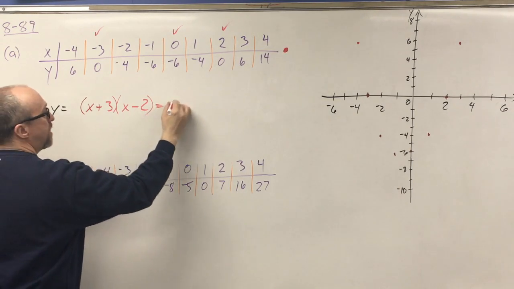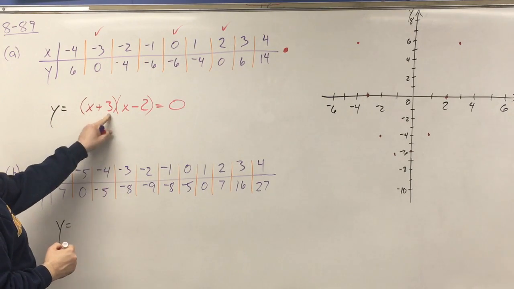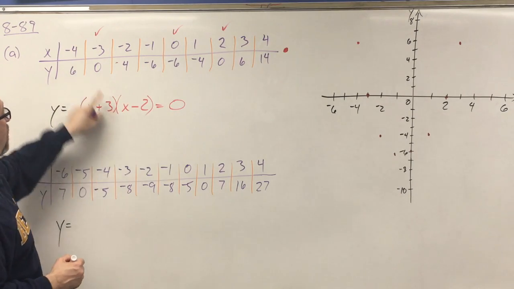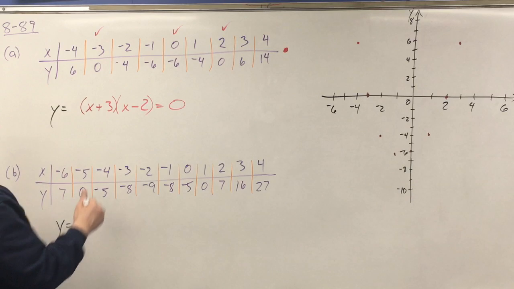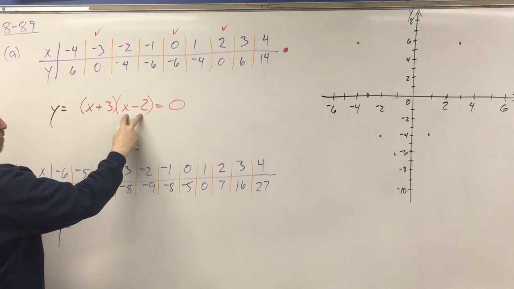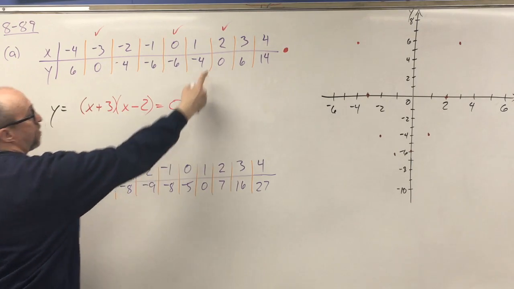If I set this equal to 0, well, -3 put in here makes this 0. Times anything is 0. -3, 0. Put a 2 in here. 2 minus 2 is 0. Oh, times anything is still 0. 2, 0.